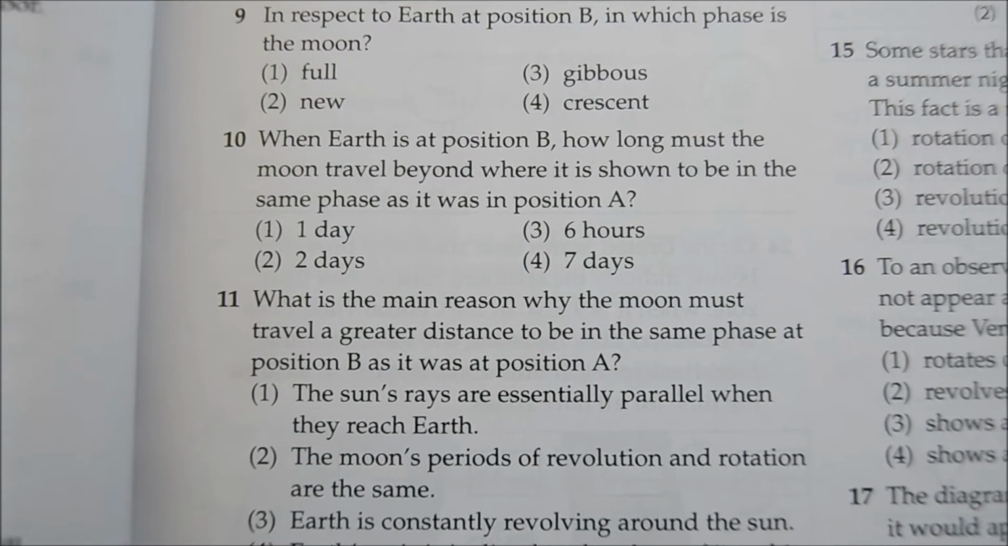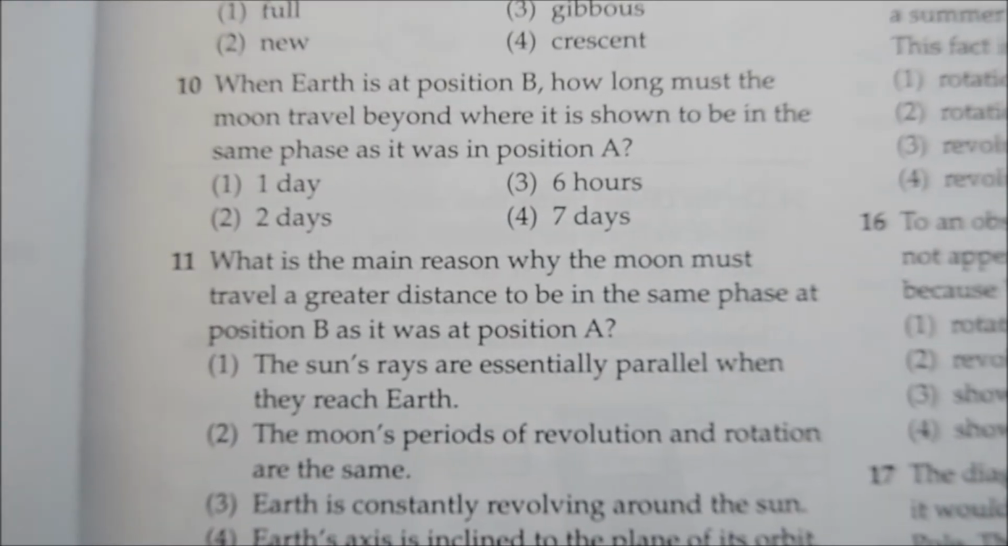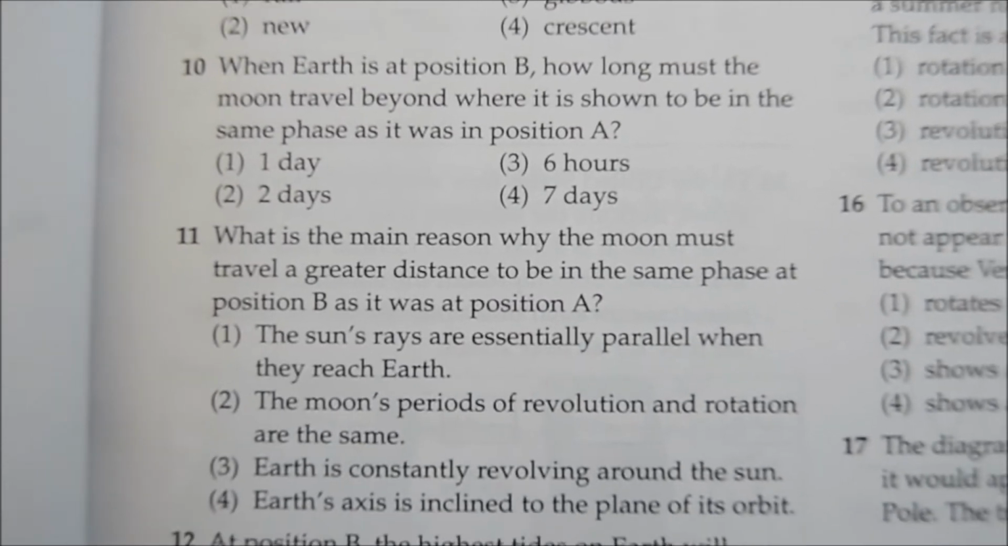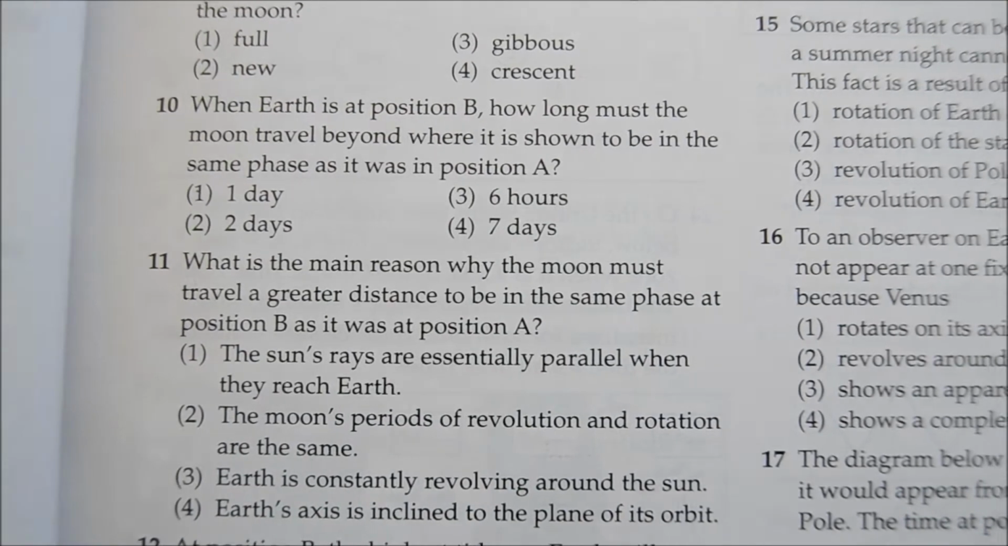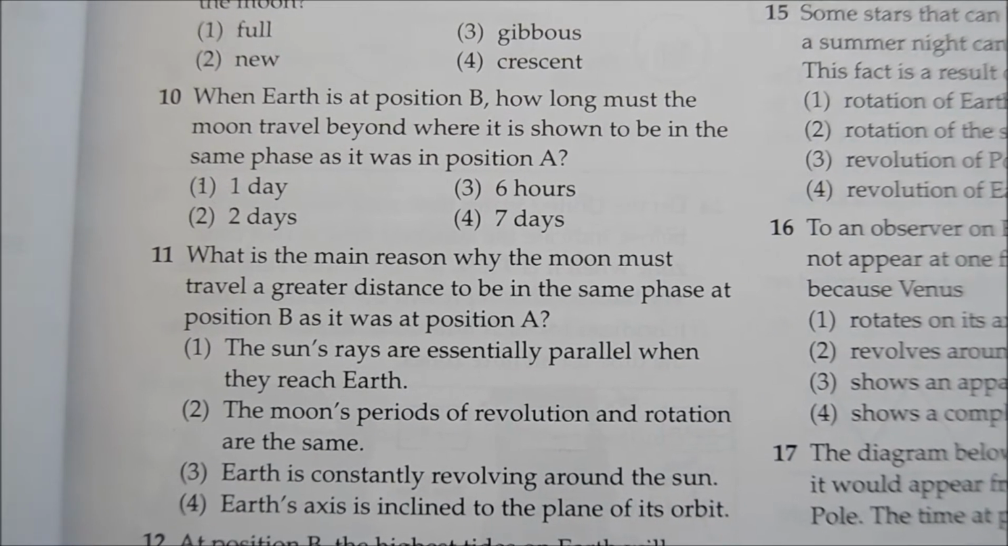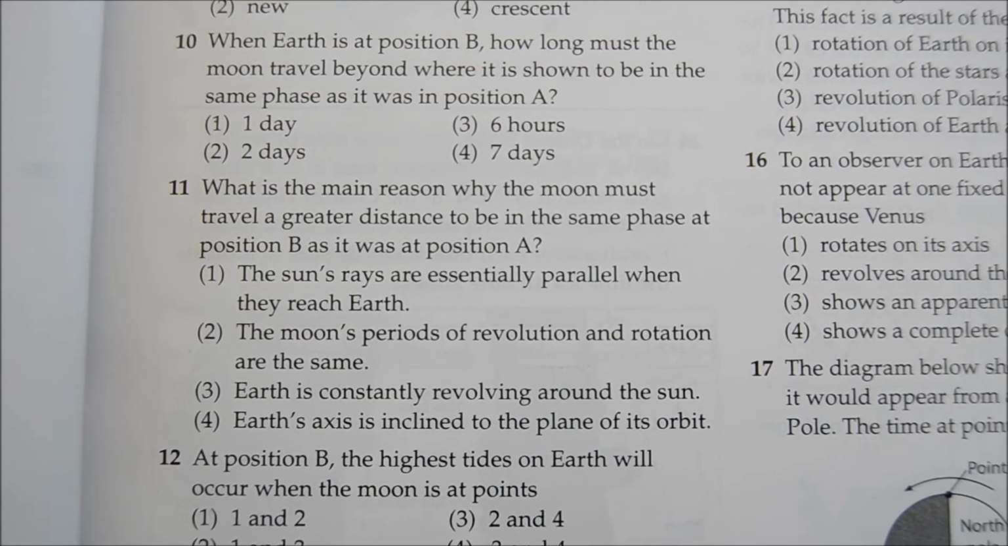Number 10. When Earth is at position B, how long must the moon travel beyond where it is shown to be in the same phase as it was in position A? That's the extra 2.2 days. So 2 days is your answer. Remember, complete lunar cycle is 29.5 days.